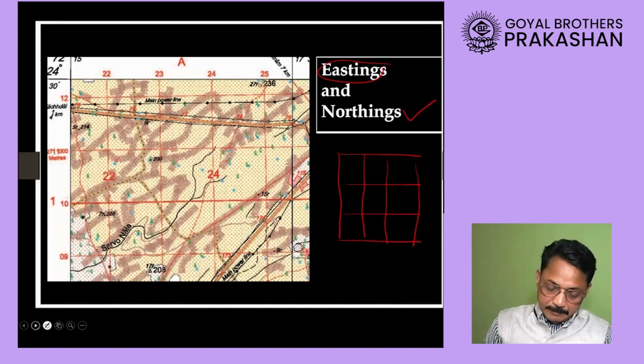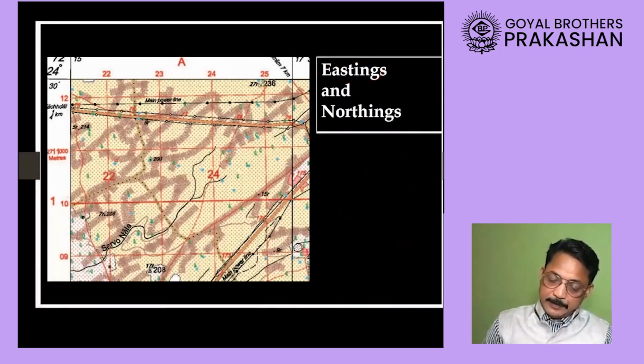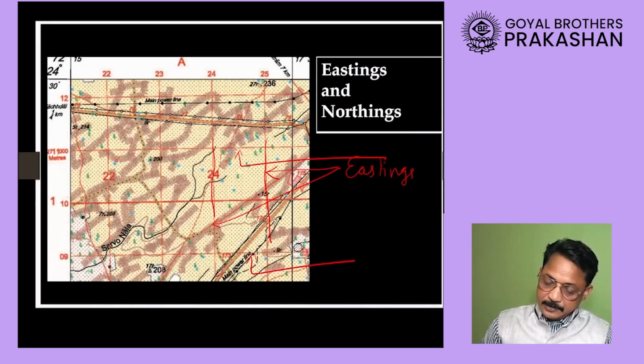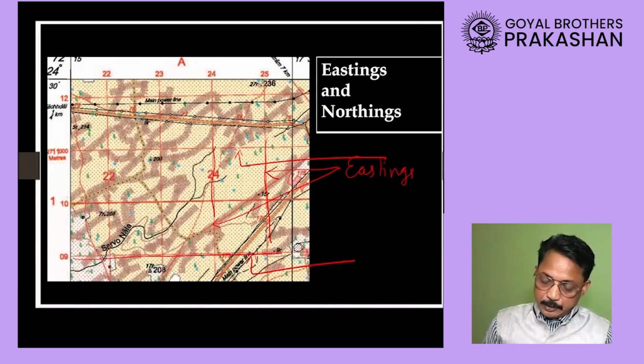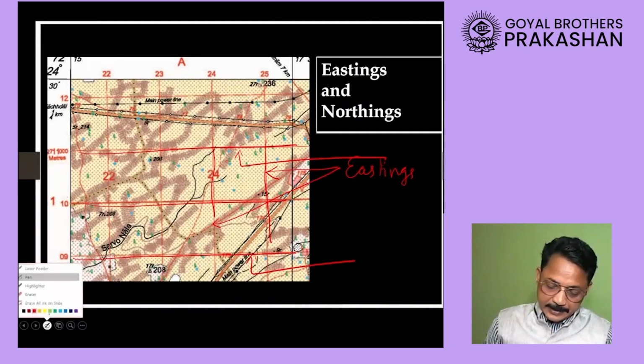Okay, so the map that is shown here, a topography map, can you tell me this vertical line, what will it be called? These vertical lines, you are right, these are eastings. And the horizontal lines, dear student, that are drawn here, this horizontal line, this horizontal line, these are the northings.